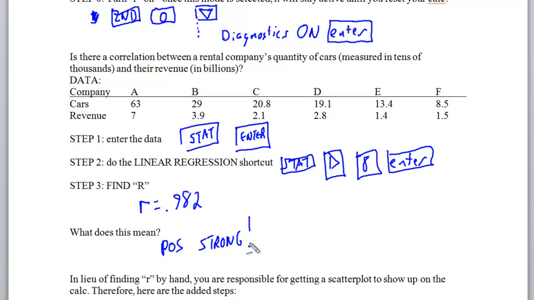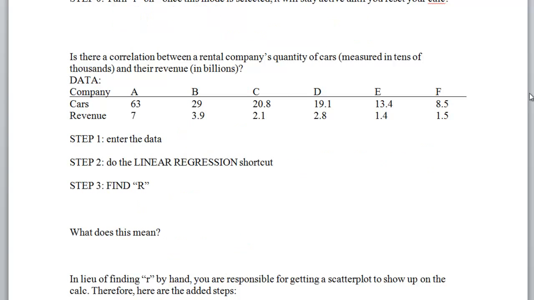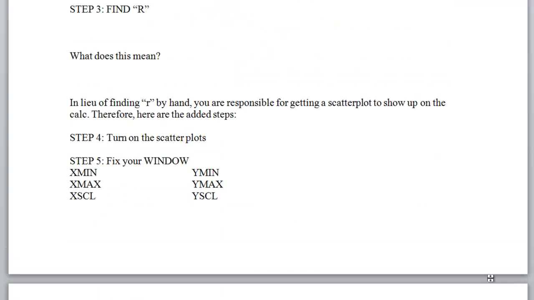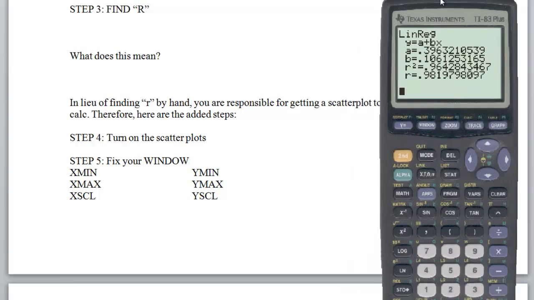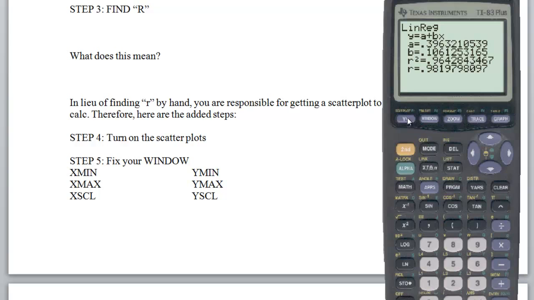Positive, strong. Now, since I'm not making you find R by hand, you are responsible for trying to get the scatter plot to show up on your calc. So here are some added steps I'm adding to the mix here. Okay, we've got to turn on our scatter plots. To turn on the scatter plots, you're going to go to the Y equals button. Now the Y equals button has no equation in there, and hopefully all of these are not highlighted. But go up to the plot 1 and click enter.